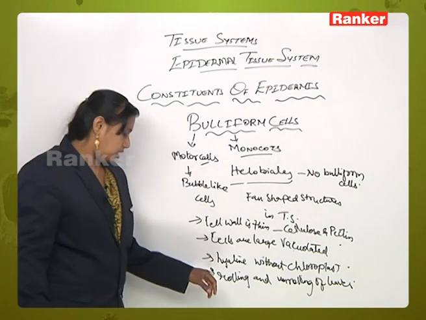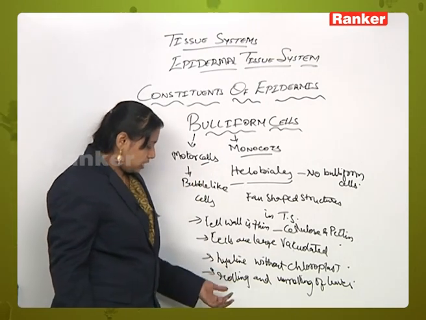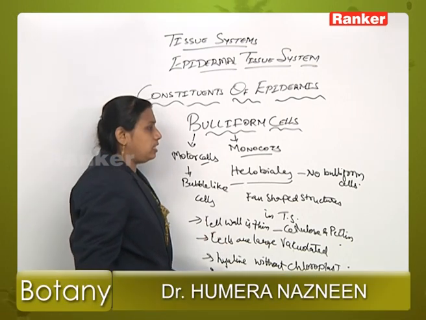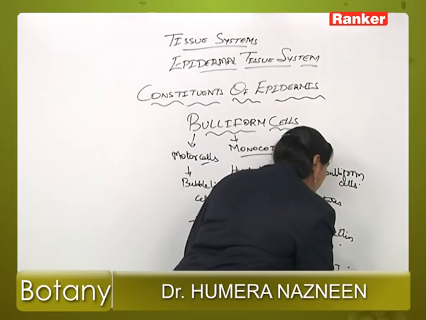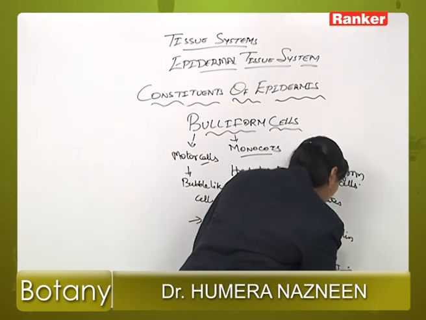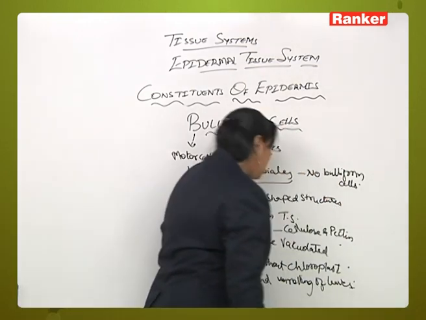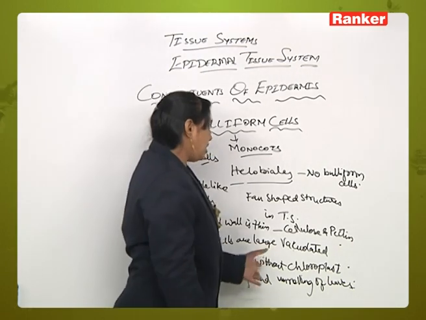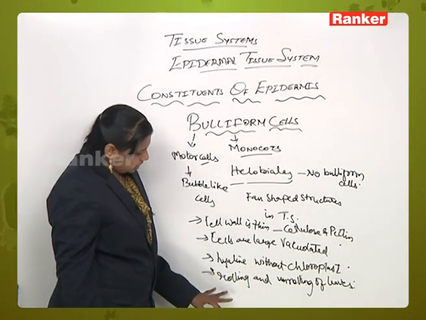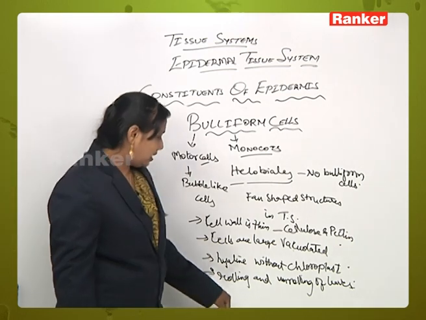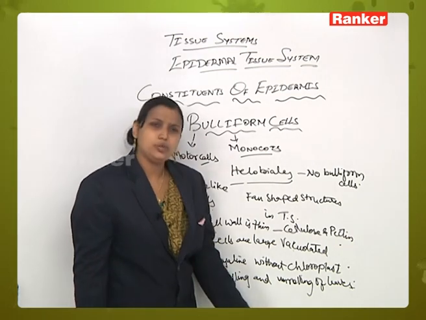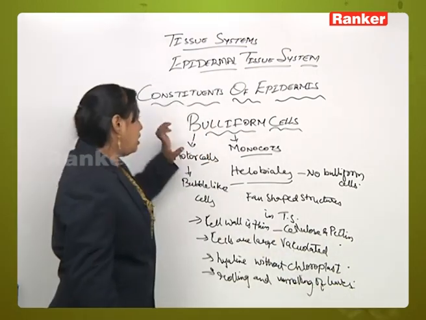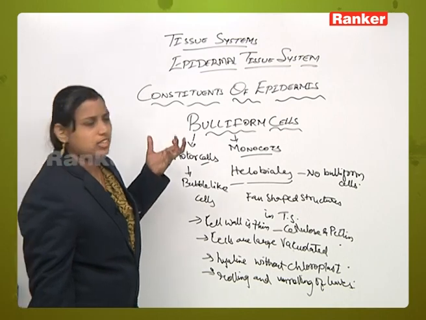What is the use of these buliform cells in the leaves? These buliform cells help in the rolling and unrolling of the leaves. Why does this rolling and unrolling of the leaves occur? This is because of the change in the turgor pressure of the leaves. As there is a change in the turgor pressure existing in the leaves, the rolling and unrolling of the leaves occurs. When we talk about buliform cells, normally we see them in the case of leaves.